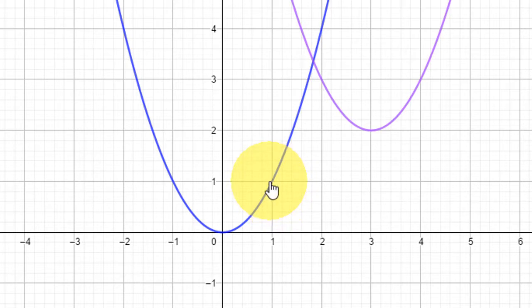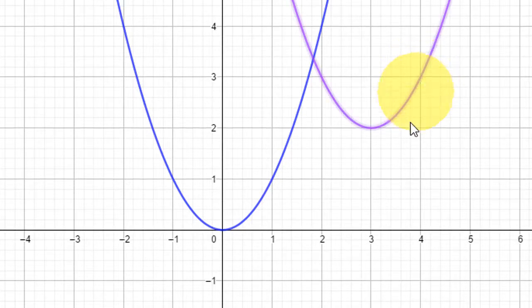Now, let's do it for this point. This point is 1, 1. 1 for x and 1 for y. Now I need to move 3 units to the right and 2 units up. Let's do it. 1, 2, 3, 1, 2 up. I am here. You see, it's going to be true for all the points.